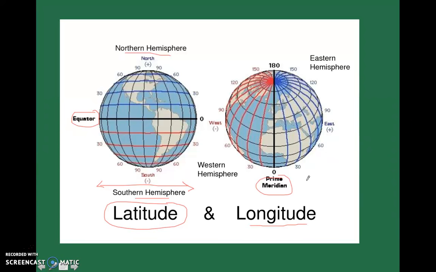Can anybody tell me a location, such as a country, a body of water, or a continent located along the equator or the prime meridian? Some examples would be Brazil along the equator, or England along the prime meridian. Another good example would be Ecuador, which is the Spanish word for equator.